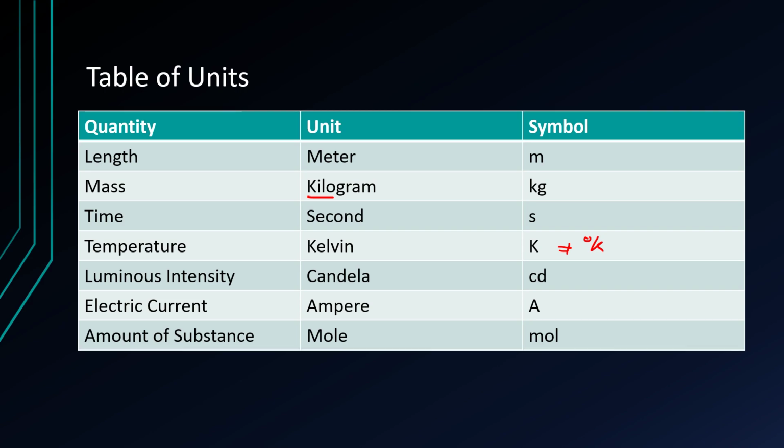Luminous intensity is measured in candelas. Now, candelas we won't really get onto much. We probably will in the astrophysics chapter 12, but that's quite far away, so we don't really need to worry about candelas for now. But they are one of the 7 main units. Electric current, very important for the entire electricity chapter, is the ampere. And the amount of substance is a mole.